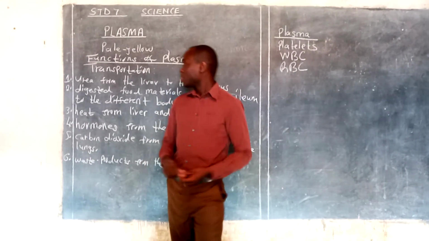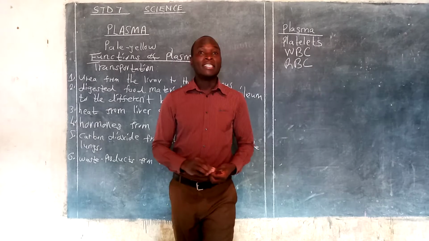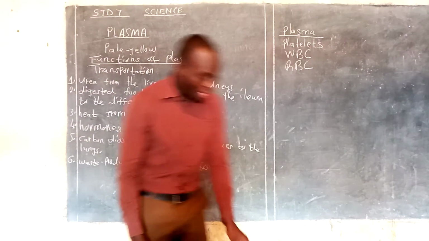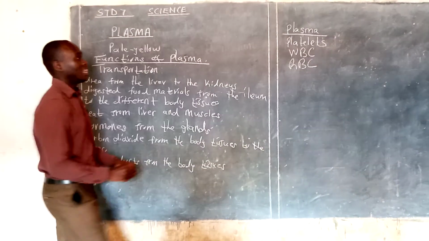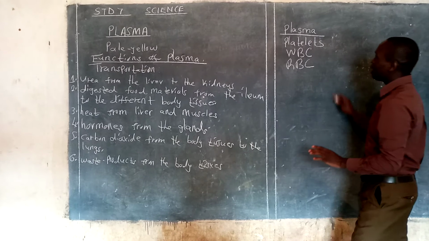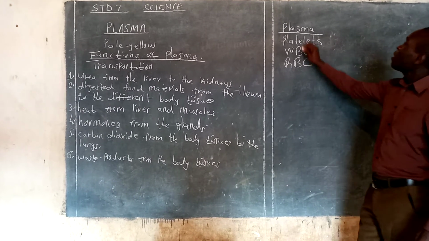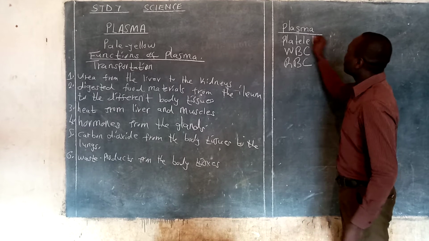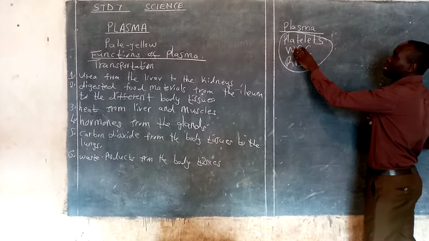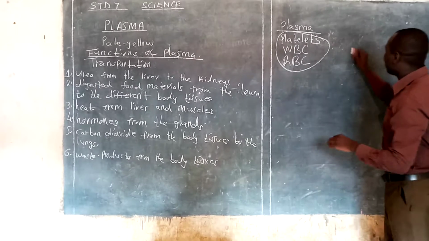Then lastly, on functions of plasma, plasma suspends or carries the other blood components. Remember, we have 4 blood components as you can see them here: plasma, platelets, white blood cells, and red blood cells. So it is the work of this plasma to carry the other 3 components. We can simply say that these other blood components swim in plasma.